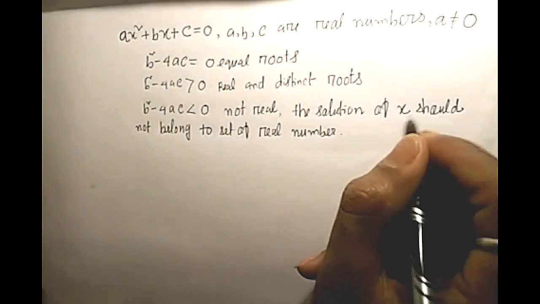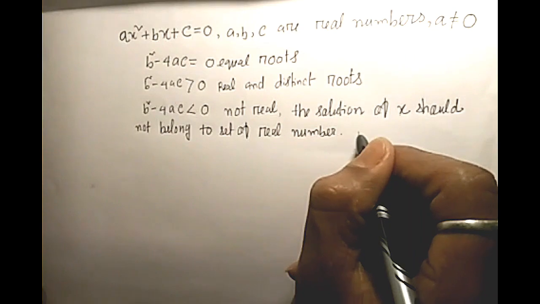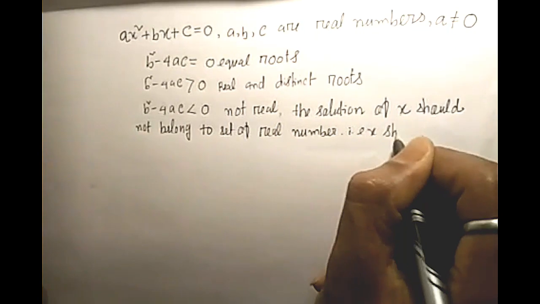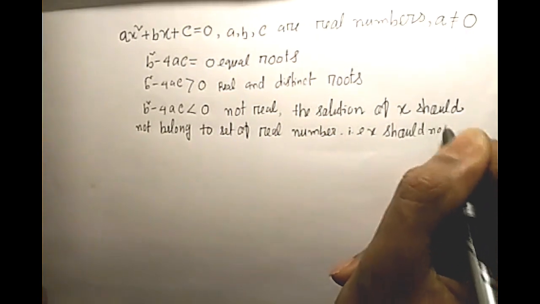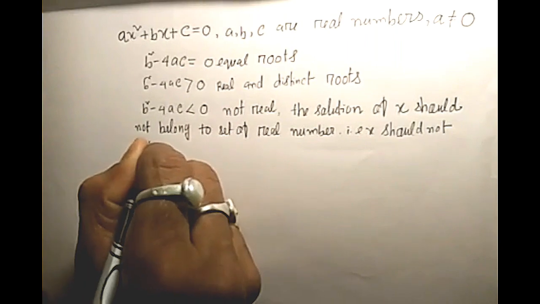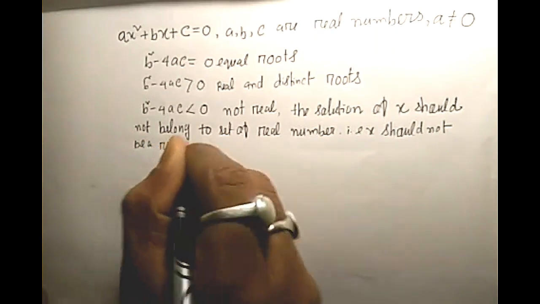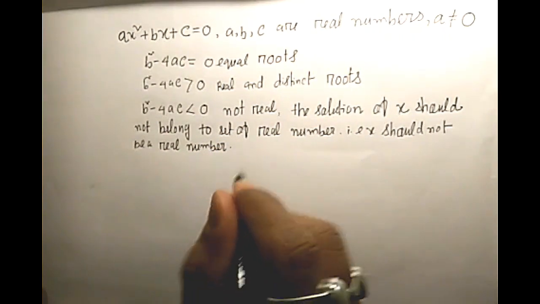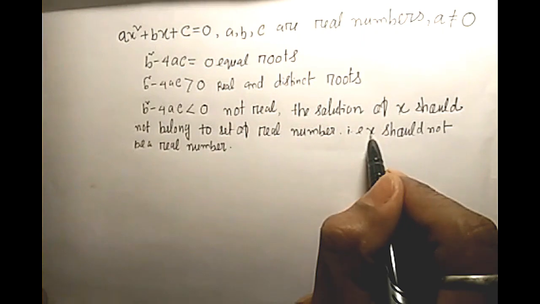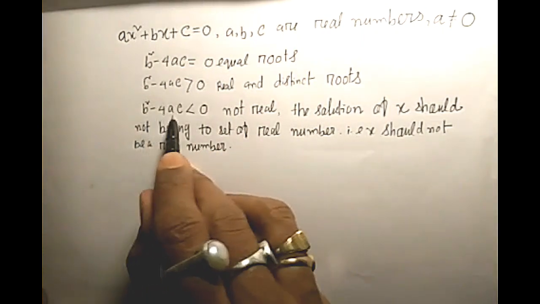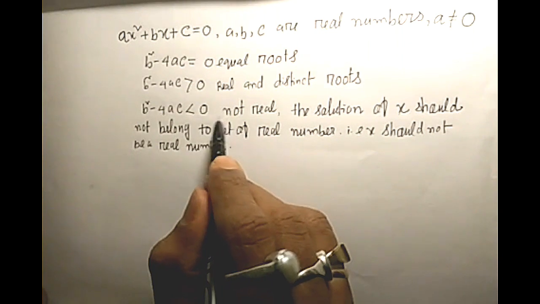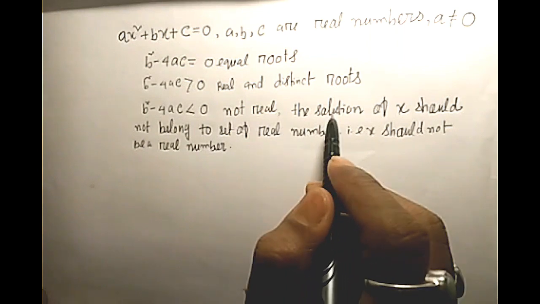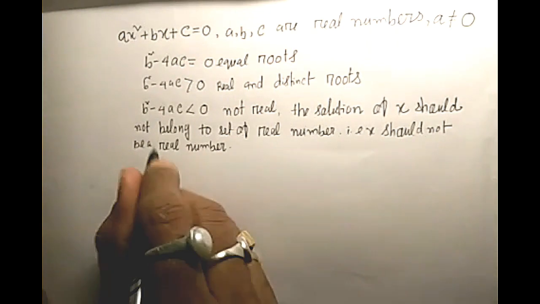So x should not be a real number. So b square minus 4ac less than 0 means roots are not real. We have already discussed that the solution of x should not belong to the set of real numbers.